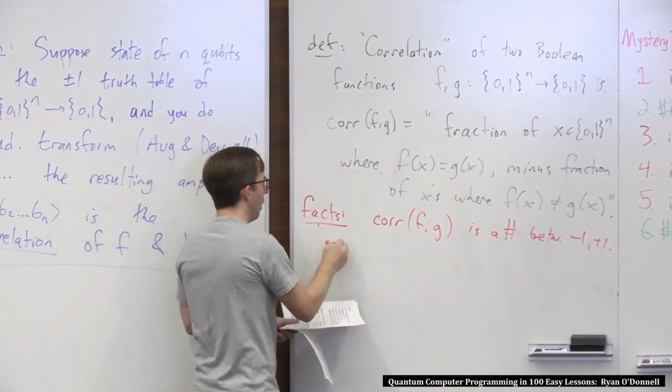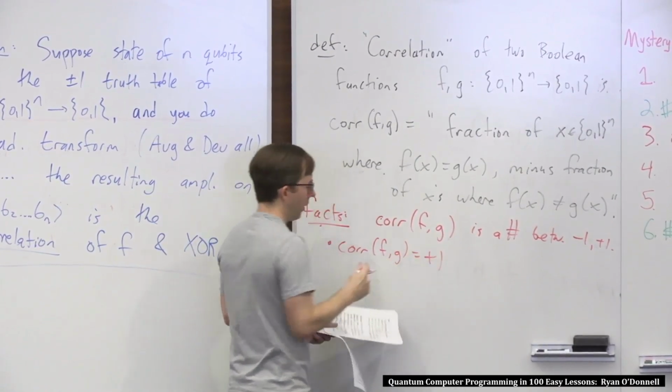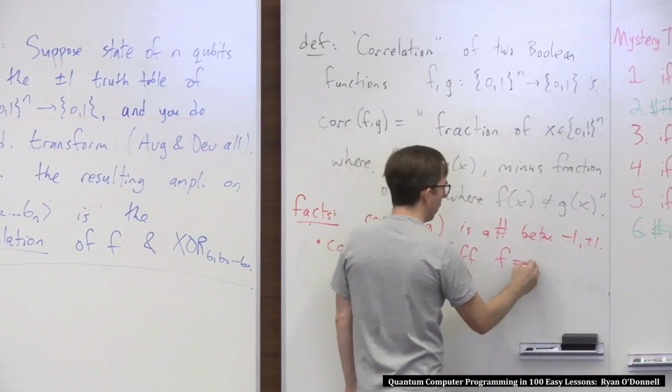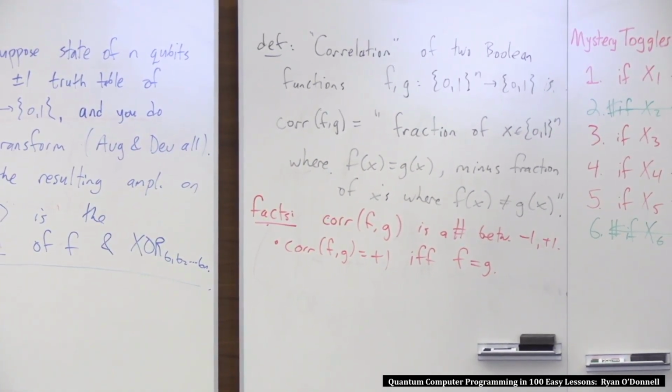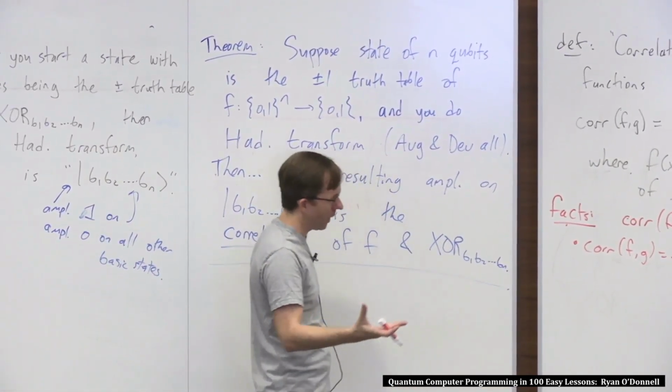And it's 1, which is full correlation, if and only if f and g are the same function. Right? If f and g are the same function, they agree on all the x's. That's fraction 1 where they agree, fraction 0 where they disagree. So it's 1 minus 0, which is 1.